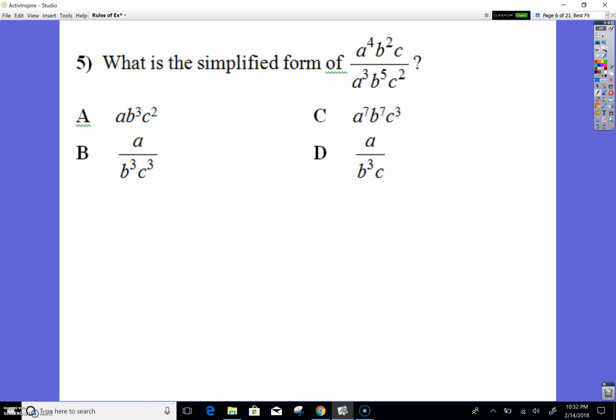All right, number 5. What is the simplified form? Okay, so I want you to try this one on your own, see what you get.